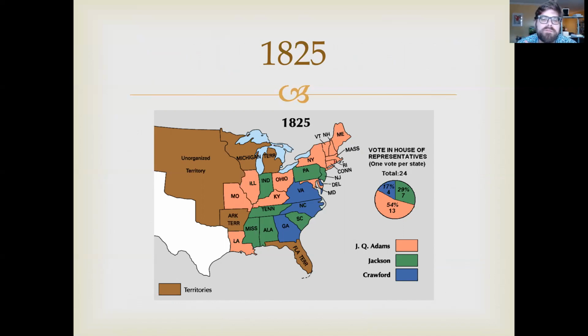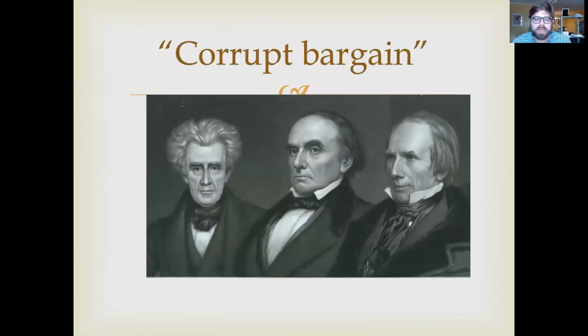And Jackson is furious as the election drags into 1825 that he got the most votes in the actual election, but ends up losing in Congress. And he accuses, this is Jackson on the left, accuses this guy, Henry Clay, of making what he calls famously a corrupt bargain. And what he means by this is that he says Henry Clay has traded his supporters' votes to John Quincy Adams in exchange for being named Secretary of State, a powerful position.